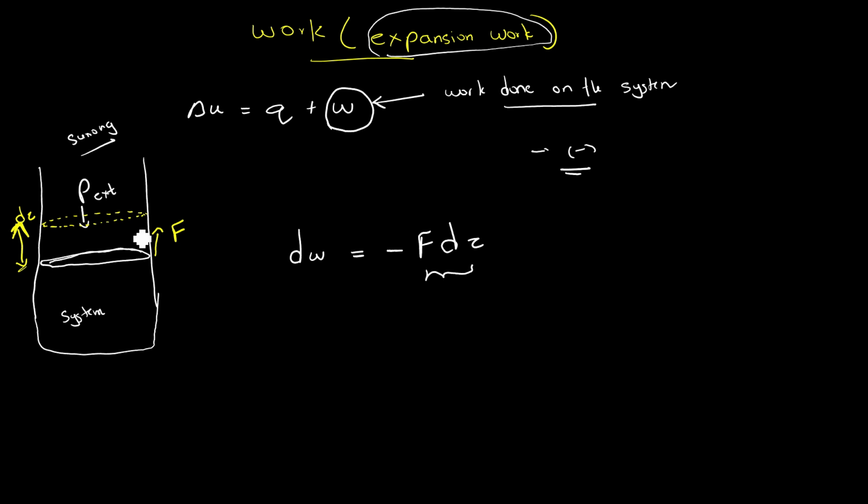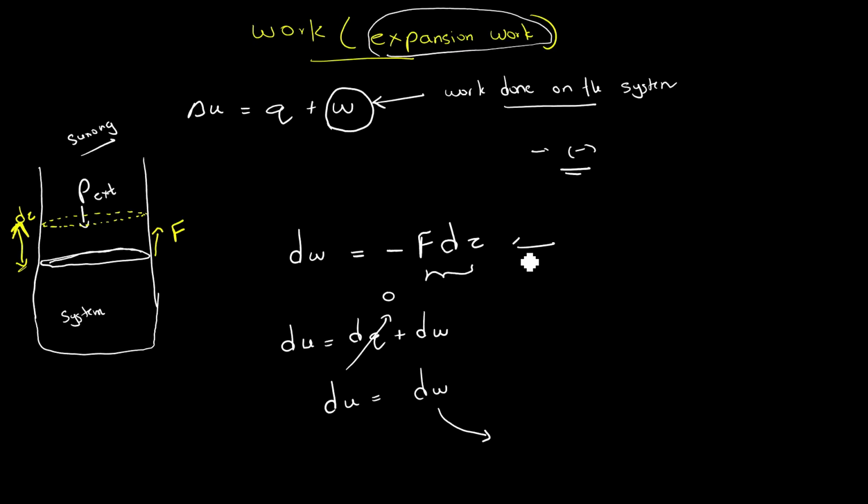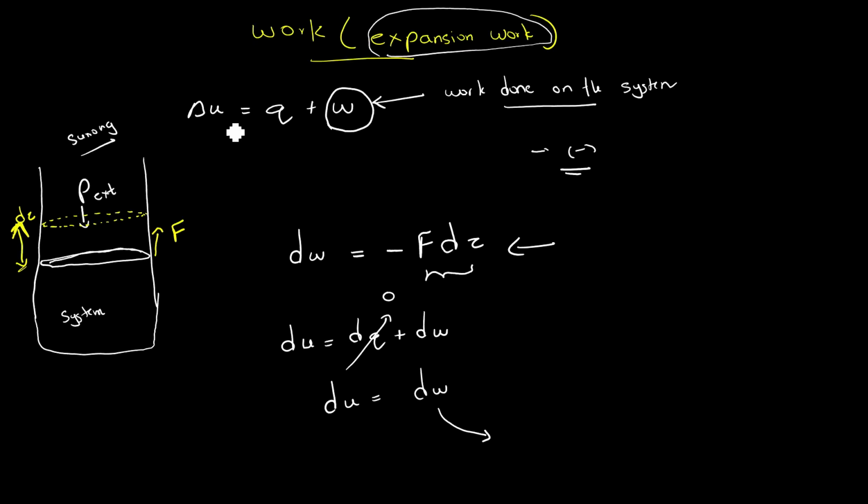Now to this scenario, I can apply our first law of thermodynamics, which is dU equals dq plus dw. Let's assume there's no heat change, which means dq is 0 and dU equals dw. We are going to talk a lot about the work, so let's focus on this dw term. How can we write it? This is the work, so just like here, I'm going to write negative F dz. This is our work.